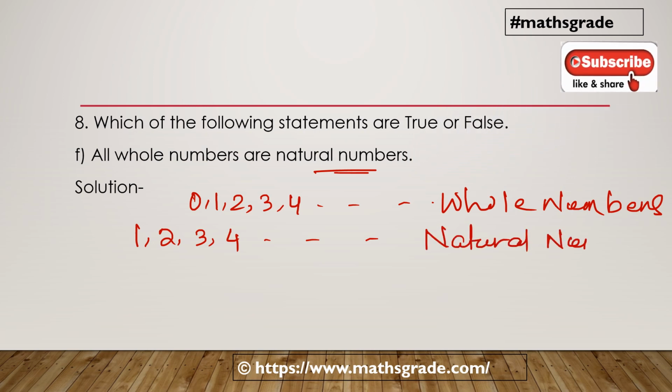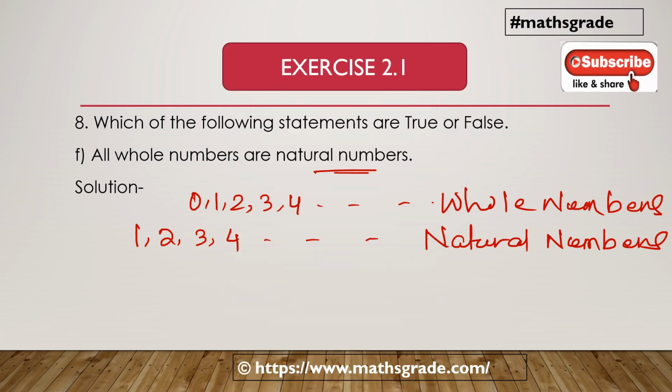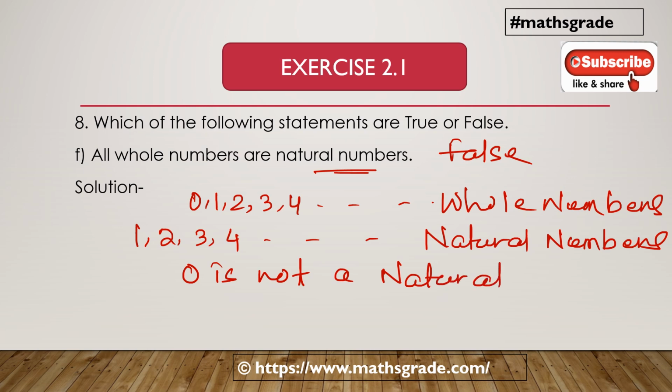Natural numbers are counting numbers. So, all whole numbers are natural numbers. This is false because in whole numbers 0 is present, which is not included in natural numbers. So 0 is not a natural number. So this is false, because 0 is not a natural number. 0 is a whole number.